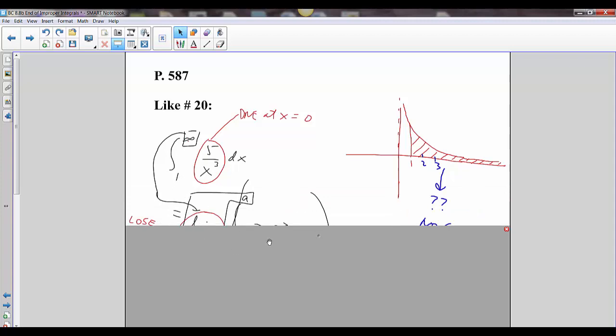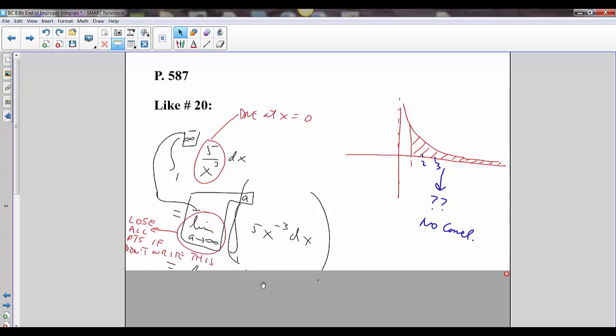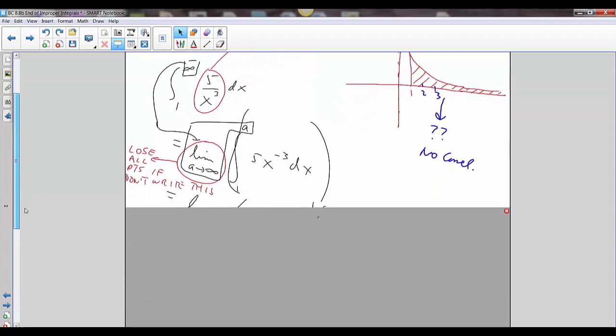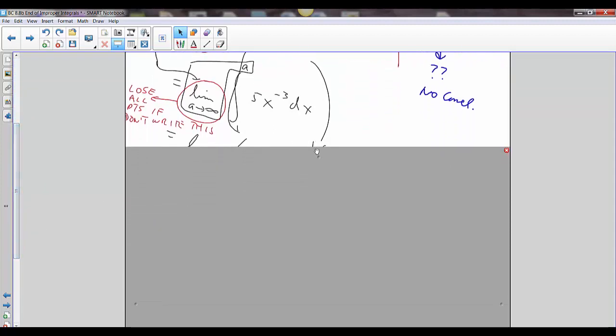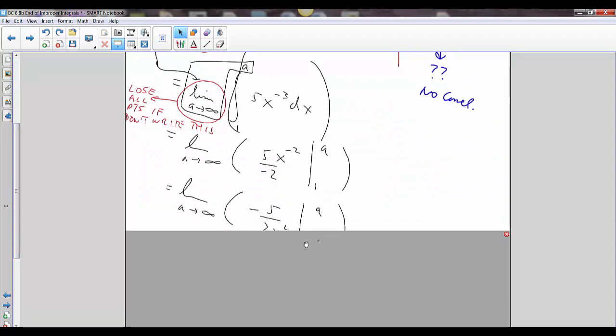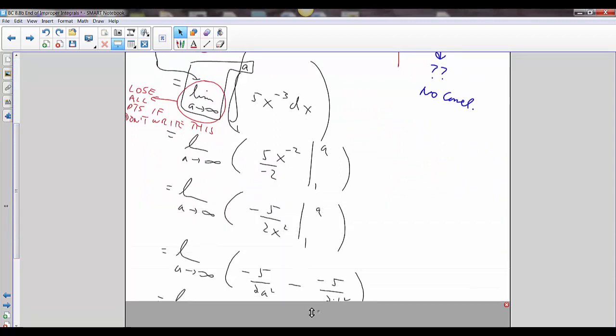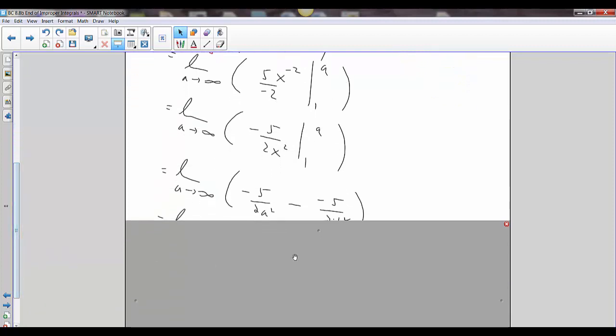But the infinity, of course, makes it an improper integral. So we replace the infinity by a, we write the limit as a approaches infinity. If you do not change it to a limit, you lose a lot of points because you're not doing the correct process at all. So then I'm rewriting 5 over x cubed as 5x to the negative 3. Integrated, plug in the a, plug in the 1. I simplified it a little bit. And then you end up with this expression right here.